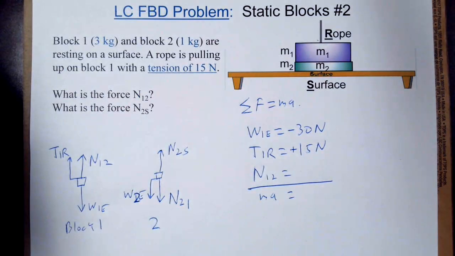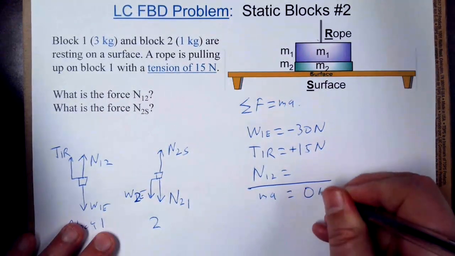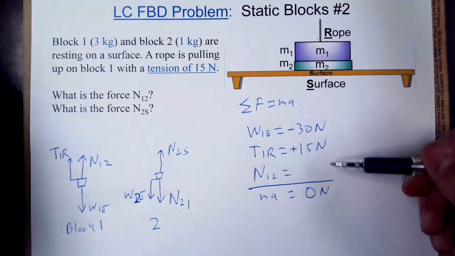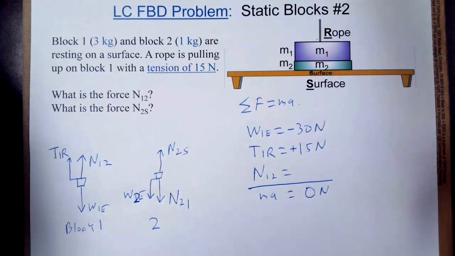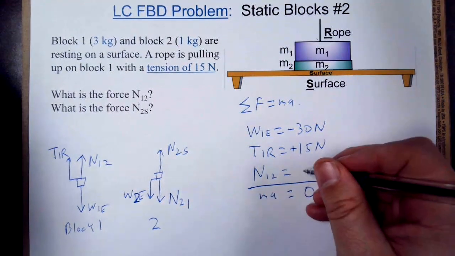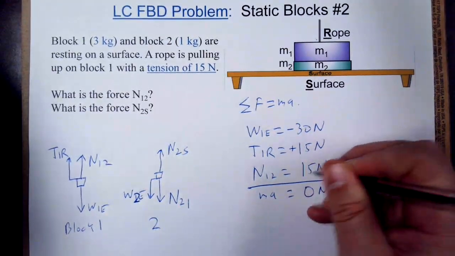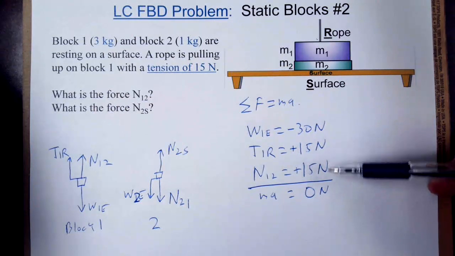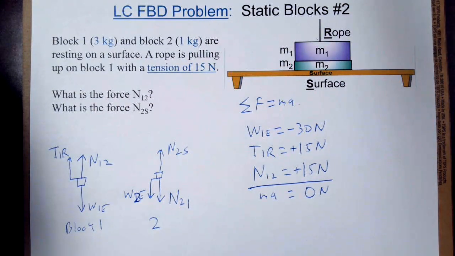The block is at rest, so there is no acceleration, so the sum of these has to add up to 0 newtons. That means negative 30 plus 15 plus something is equal to 0, so we can solve for that. The normal force N_12 has to be plus 15 newtons. If we check, it's negative 30 plus 15 plus 15, which is 0 newtons. So we've solved for this first part.